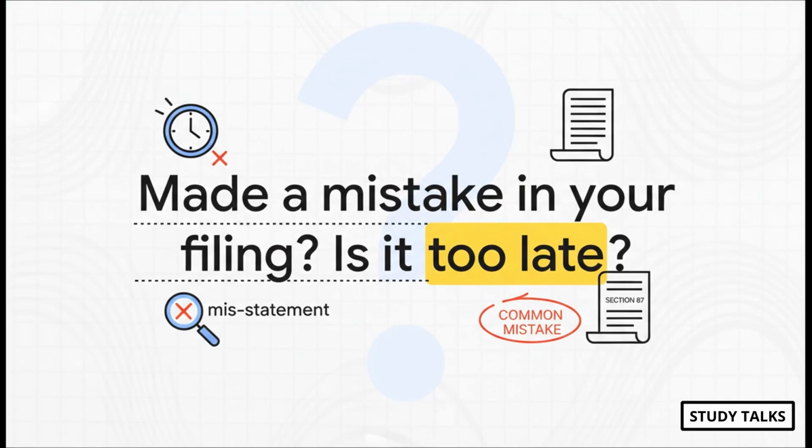This is a situation that can cause a lot of panic. You suddenly realize you completely forgot to report the satisfaction of a charge, and it's been way more than 300 days. Or you're reviewing old files and spot a clear mistake in a form from last year. What can you possibly do? Well, the answer you're looking for is in Section 87.